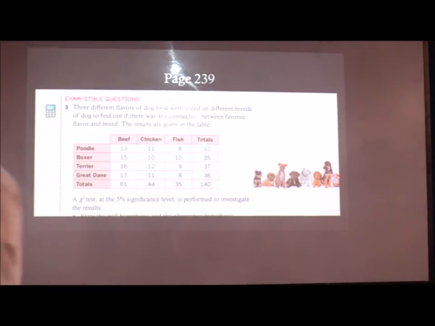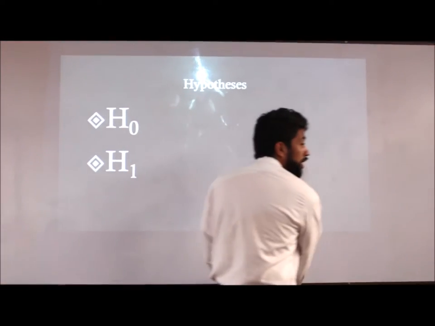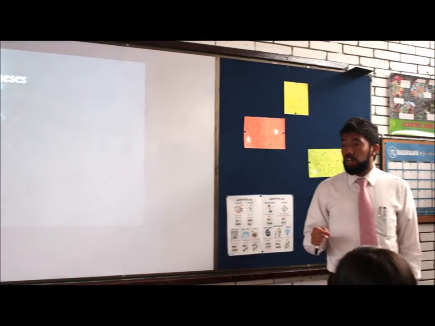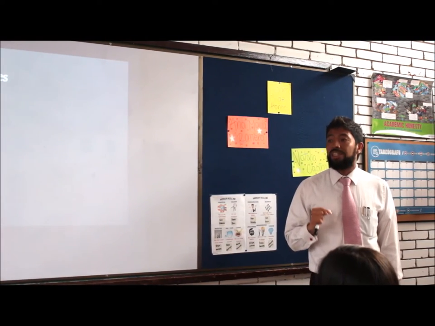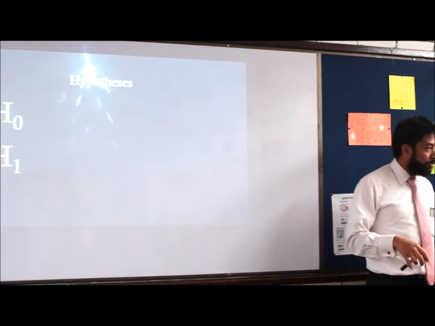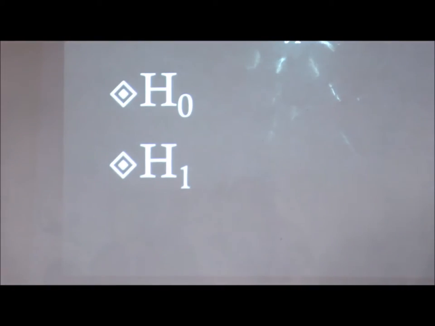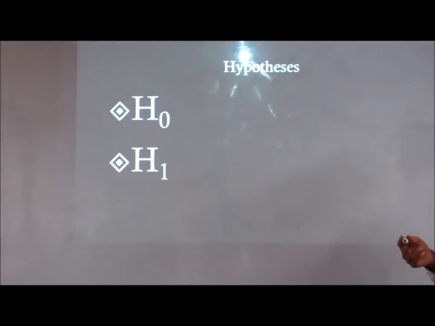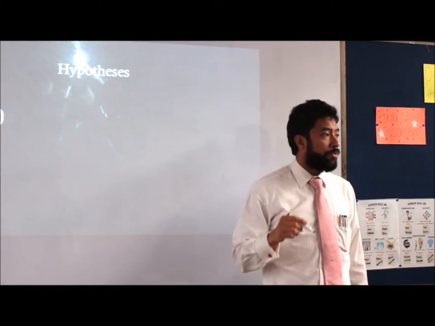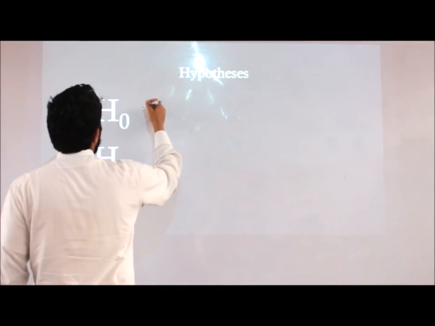Now, hypothesis. We always have two of them. The null hypothesis, H0, and the alternative hypothesis, H1. And in the previous class, we explained the purpose of each one of them. What is H0 in this case? Mariana, it states that the data is dependent. But in this case, what will be the null hypothesis in this problem? That the flavor is dependent on the breed of the dog.